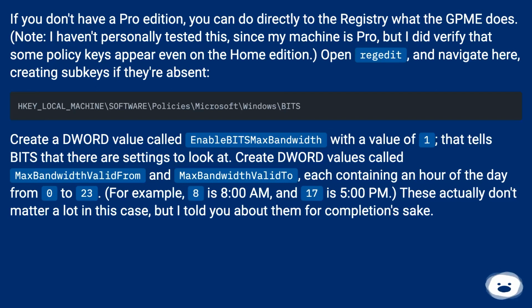Create a DWORD value called EnableBITSMaxBandwidth with a value of 1, that tells BITS that there are settings to look at. Create DWORD values called MaxBandwidthValidFrom and MaxBandwidthValidTo, each containing an hour of the day from 0 to 23. For example, 8 is 8 AM, and 17 is 5 PM. These actually don't matter a lot in this case, but I told you about them for completeness's sake.